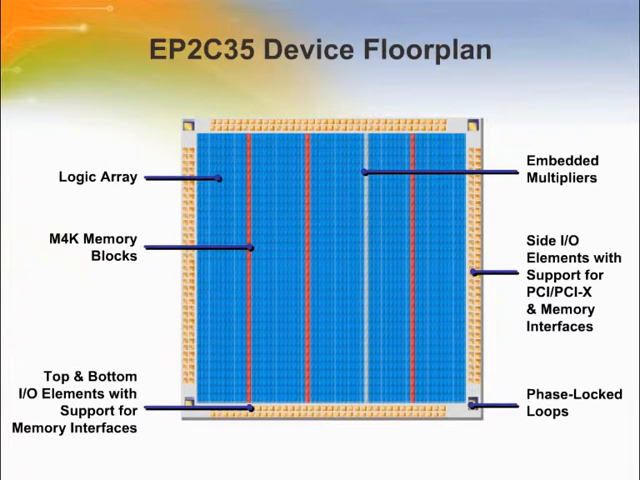Cyclone II devices contain a two-dimensional row and column-based architecture to implement custom logic. Column and row interconnects of varying speeds provide signal interconnections between logic array blocks, embedded memory blocks, and embedded multipliers.